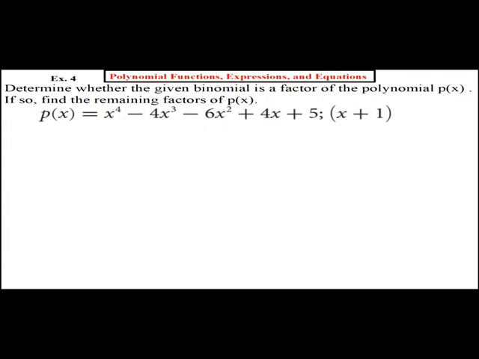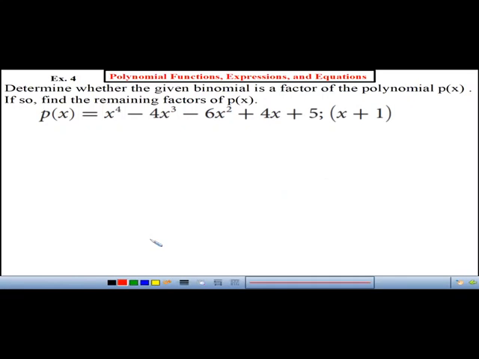I'm going to repeat that again. Example 4. Determine whether the given binomial is a factor of a polynomial p of x. If so, find the remaining factors of p of x. Okay, so what they're asking is to see if this is an actual factor of this. Well, how do we know? Well, we can use long division.